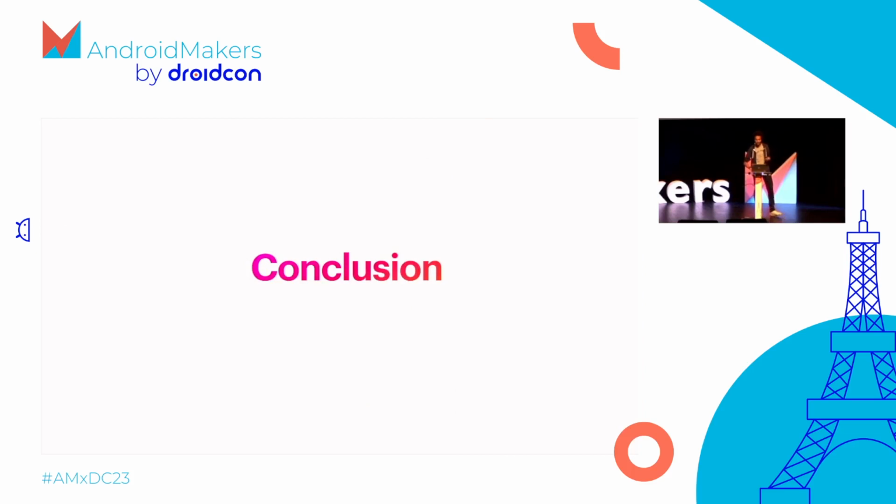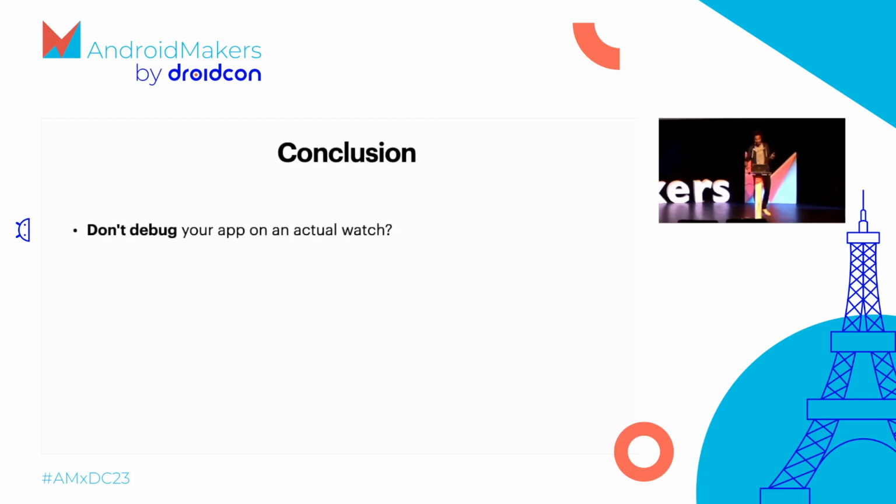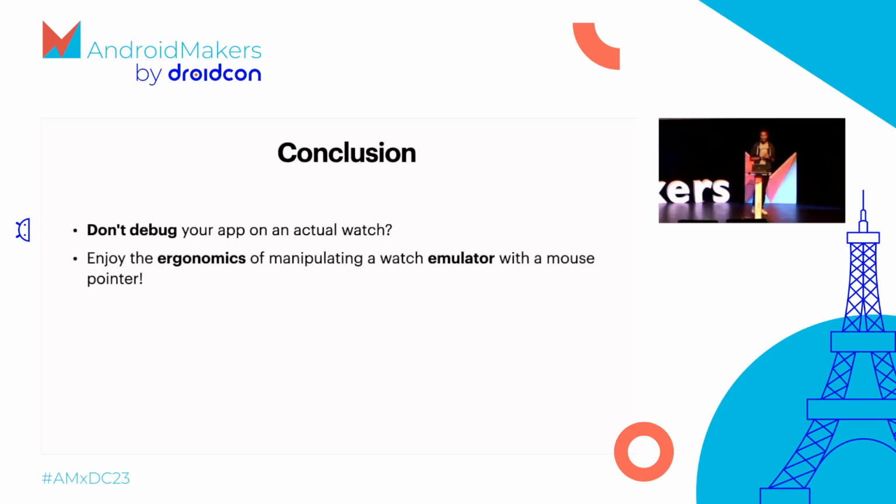So, conclusion. Don't debug your app on an actual watch. Enjoy the ergonomics of manipulating a watch emulator with a mouse pointer or a trackpad or whatever. So you get a sense of what the user will never feel, right? Okay, I hope you get the irony.